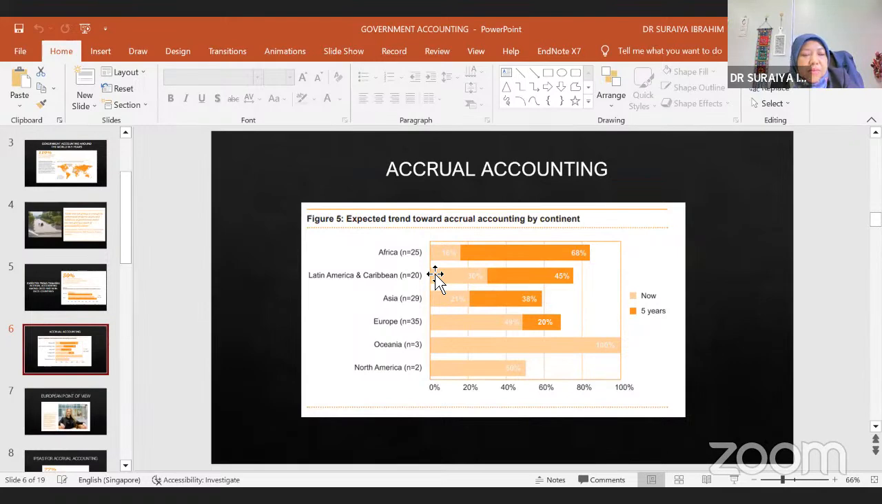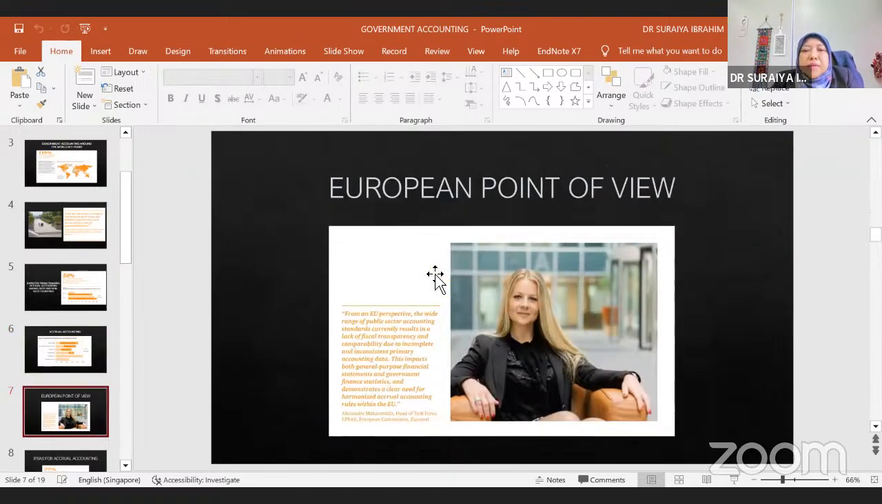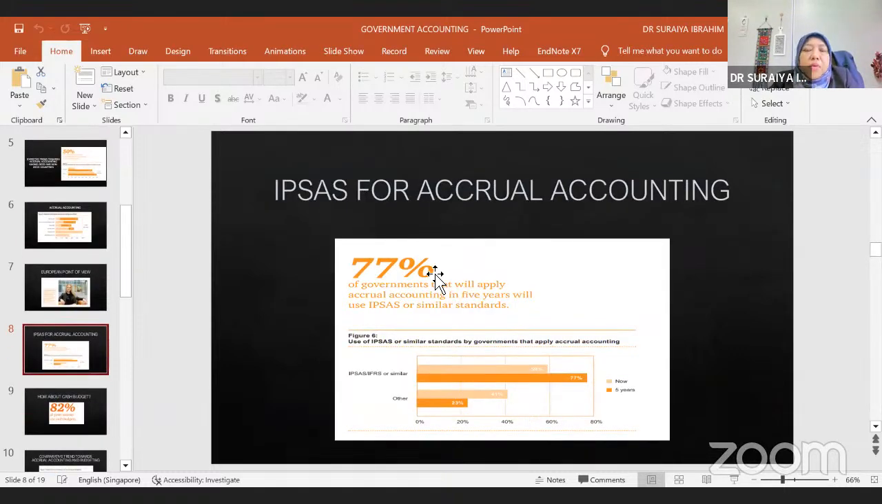Okay, so the vast majority of governments support this accrual accounting basis, right? This is from a European point of view, where from the EU perspective, the wide range of public sector accounting standards currently results in a lack of fiscal transparency and comparability due to incompleteness and inconsistency of primary accounting data, which is more dependent on the cash basis. From this research also, 77% of governments that will apply accrual accounting in 5 years will use IPSAS, International Public Sector Accounting Standards, or a similar standard.